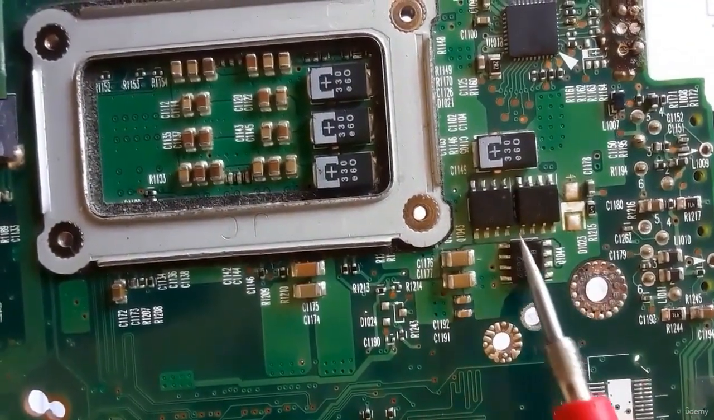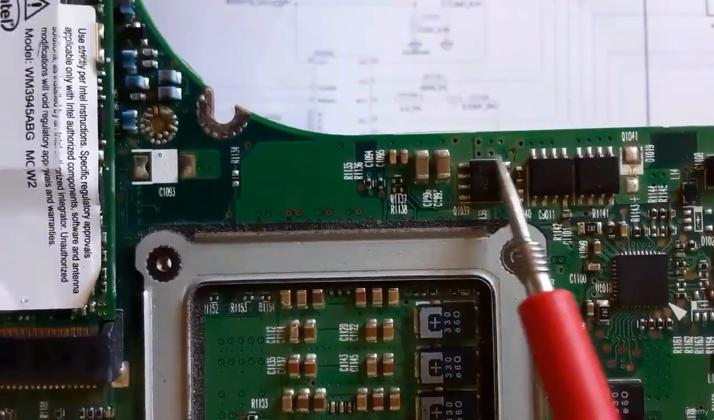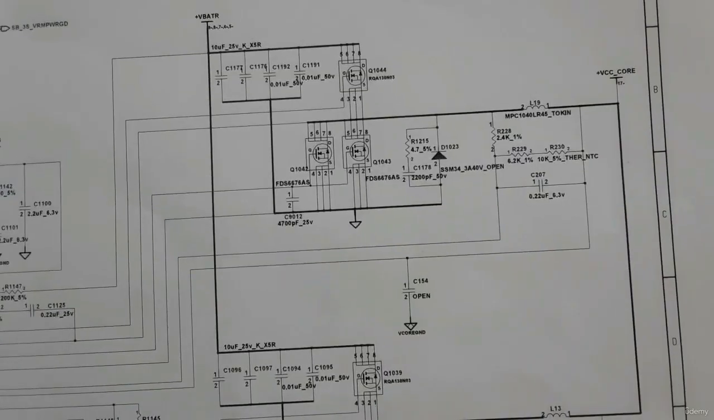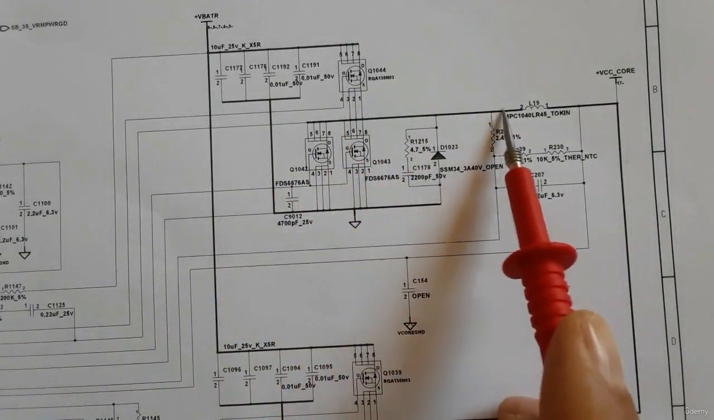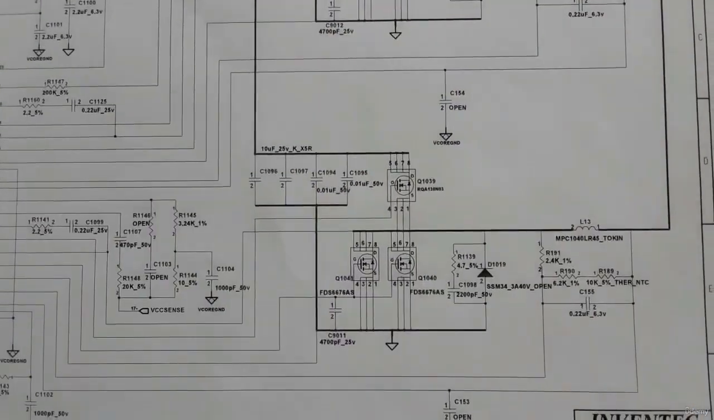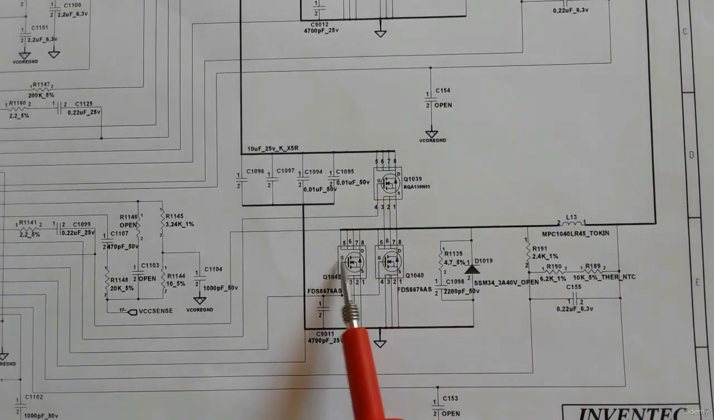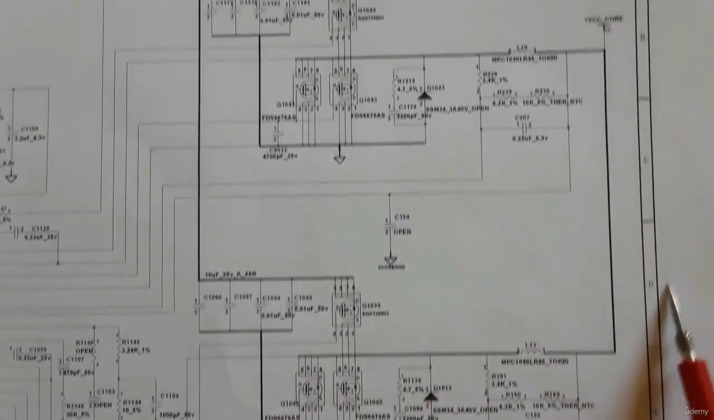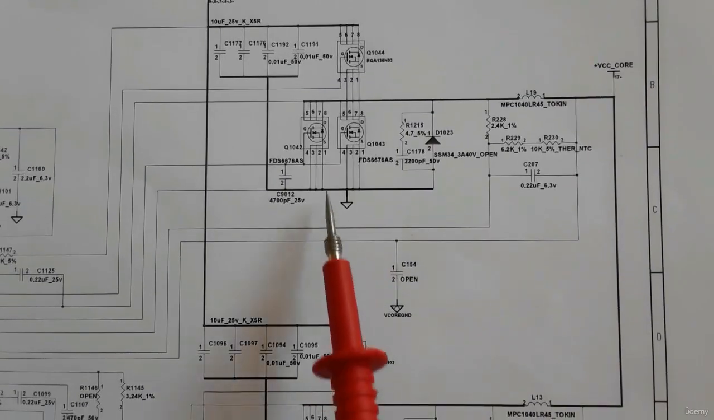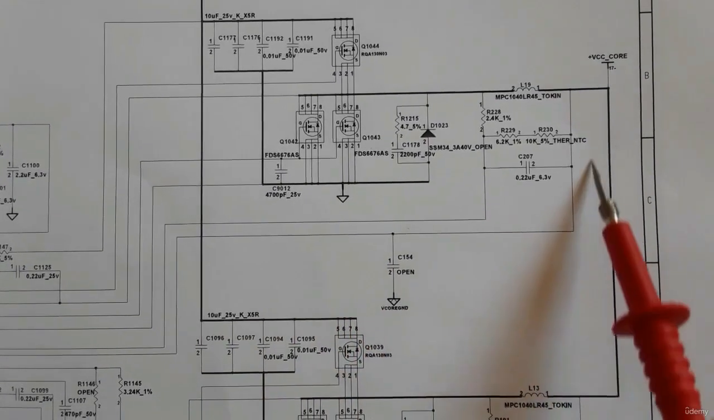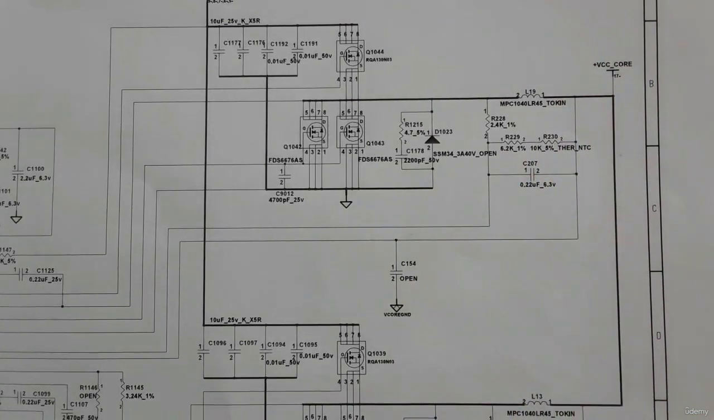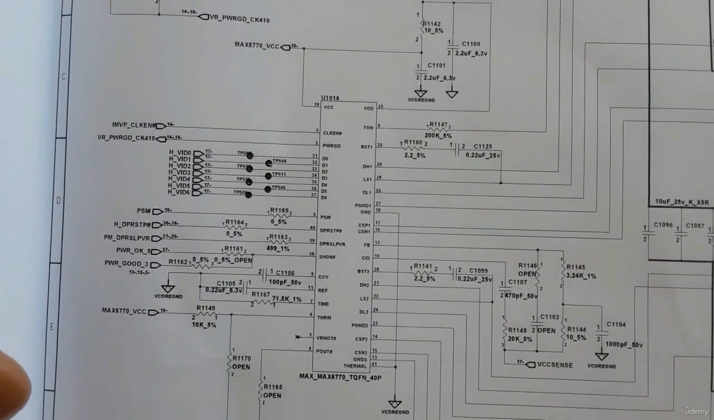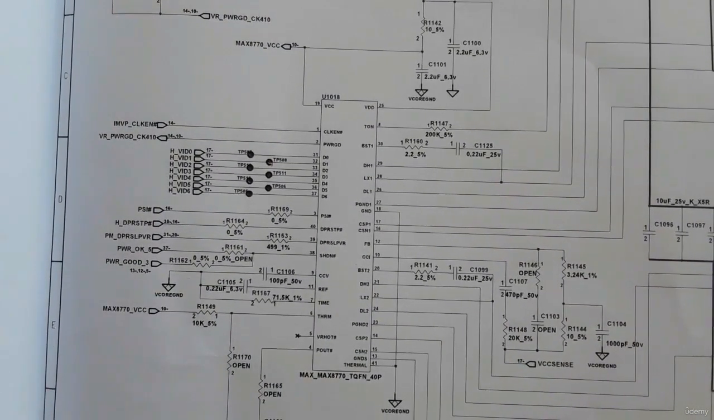Here, in the first channel we have three MOSFETs, and in the second channel, another three MOSFETs. The same here in the schematic: three MOSFETs in the first channel, this is the inductor, and here this is the second channel. We have three MOSFETs and an inductor. The purpose is to generate the VCC core, the main power for the processor. The VCC core is about 0.8 volt to 1.2 or 1.3 volts in general.